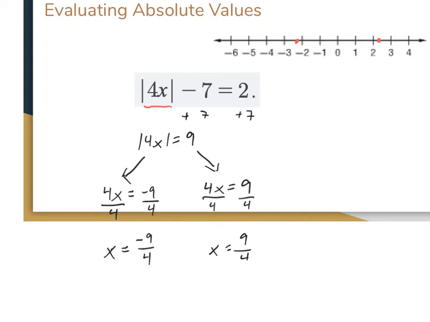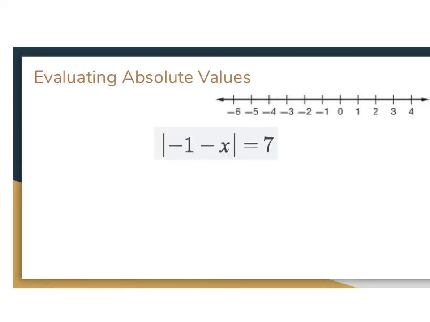Again, the reason why I have a negative and a positive is because the absolute value of negative 9 over 4 equals 9 over 4. And our solution set would be negative 9 over 4 and 9 over 4. Moving on to our next problem. Go ahead and try this on your own again.